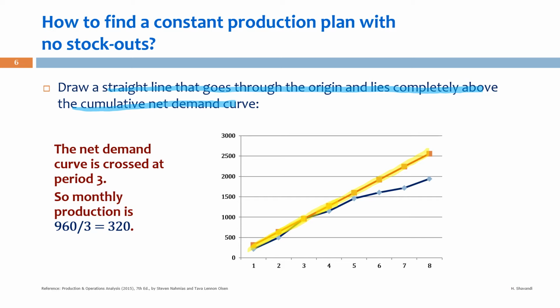Here the net demand curve, as you see, is crossed at period 3. So at the end of month 3, the cumulative demand is 960. And if we divide this by 3, it will be 320. So this will be our constant level of monthly production. So now we have a new straight line with the slope of 320 instead of 243, which was infeasible.